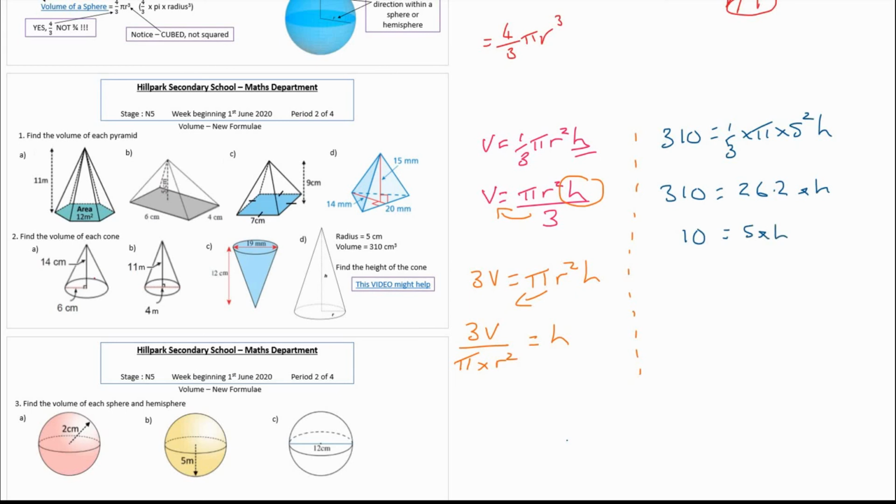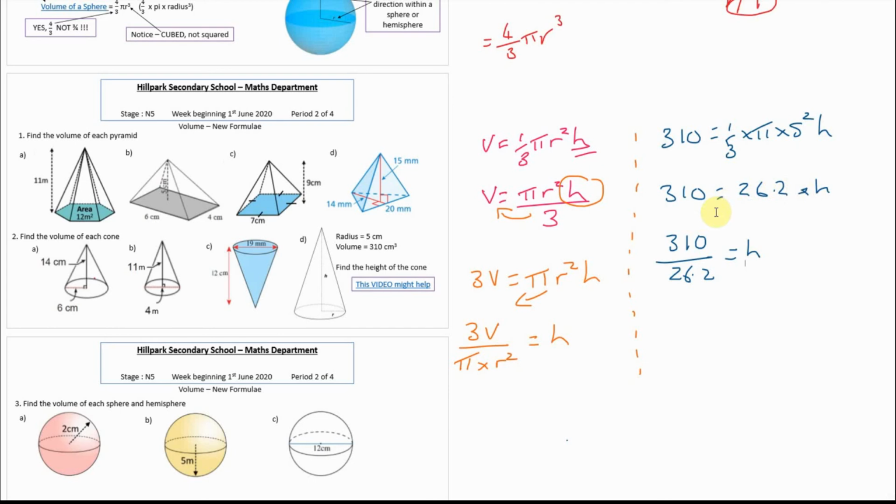But I said, well, how have you done that? How do you know that? Well, what you've actually done is divided. Okay, you've moved this over. Before you would have said, well, 10 divided by 5 is 2. So if we say 310 divided by 26.2, that's going to give us h. Okay, we've moved over the 26.2. It's times in, move over, we divide.